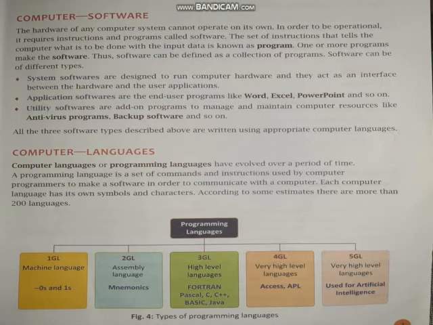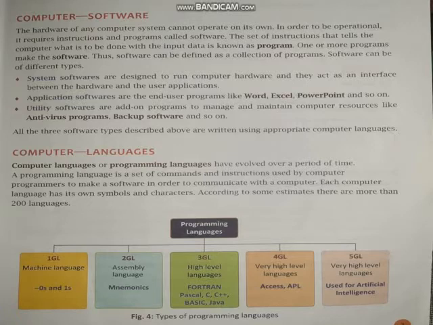Now next one, computer software. The hardware of any computer system cannot operate on its own. In order to be operational, it requires instructions and programs called software. It means software is required for working hardware. The set of instructions that tells the computer what is to be done with the input data is known as a program. One or more programs make the software. Thus, software can be defined as a collection of programs.